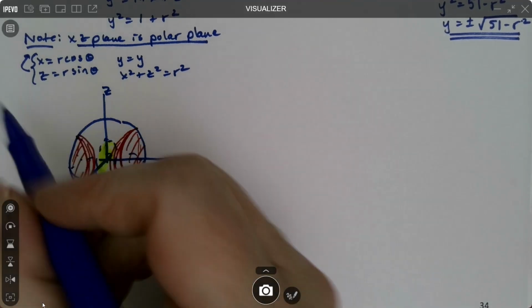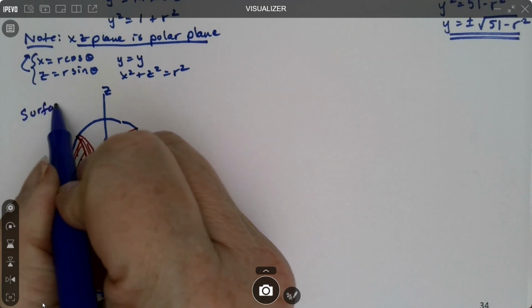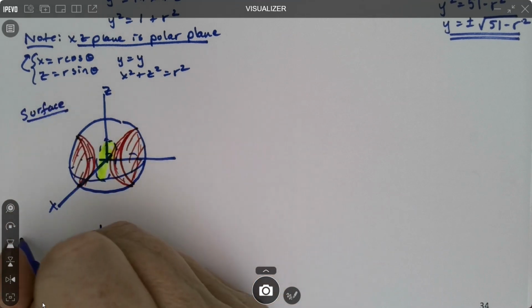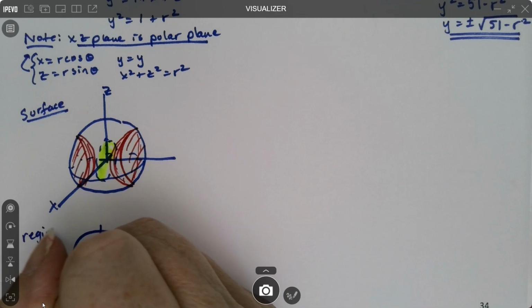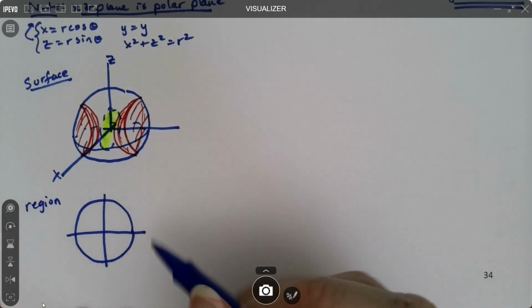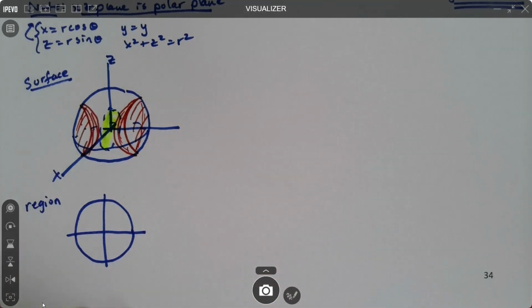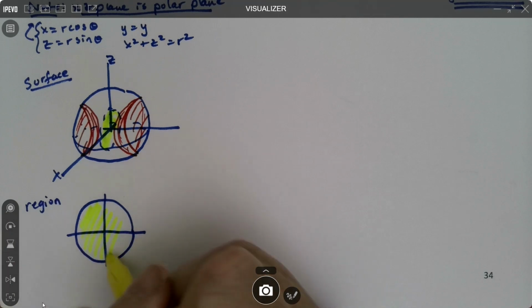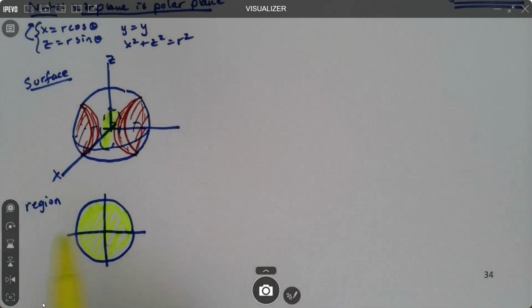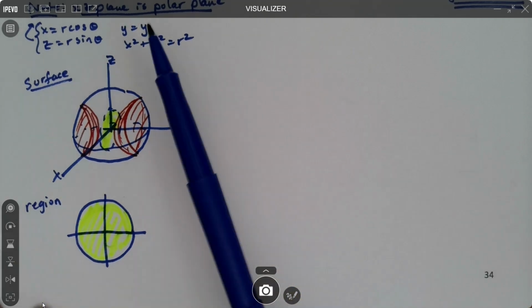Right, so this is the surface that I'm drawing here, and this is the region. Okay, so then the region of integration is like this. So what circle is it, is the question. So we have to set the two y values equal to each other.